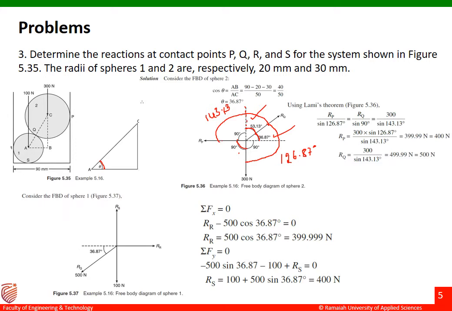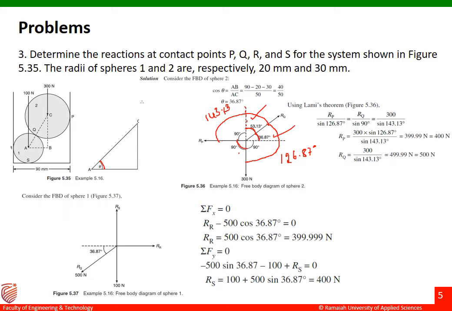We can apply Lami's theorem. Lami's theorem is written as RP divided by sine 126.87 is equal to RQ divided by sine 90 is equal to 300 divided by sine 143.13 degrees. Now we can find the unknowns RP and RQ. RP is given by the formula 300 into sine 126.87 divided by sine 143.13 degrees. So you'll get the answer for RP as 400 Newton.